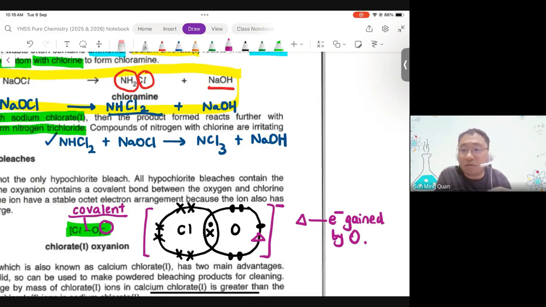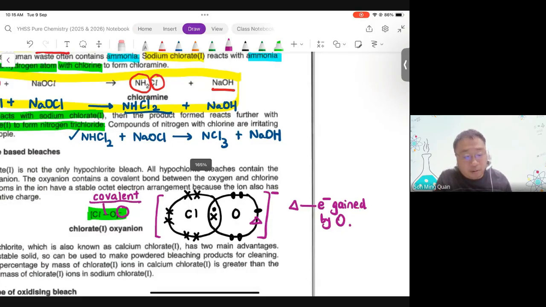How did Mr. So know that the electron was gained by oxygen? Simply because chlorine already has a fully filled outermost shell without gaining any electron. By sharing one electron with oxygen, chlorine already has a fully filled outermost shell. Meaning, if someone needed to gain an electron from a metal, it needs to go to oxygen. All right, so this is something to consider.